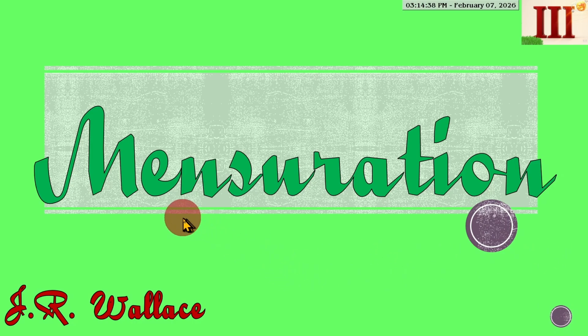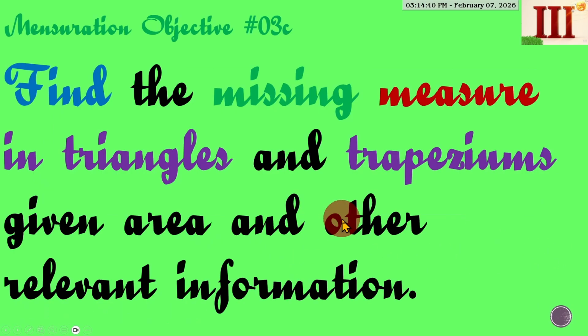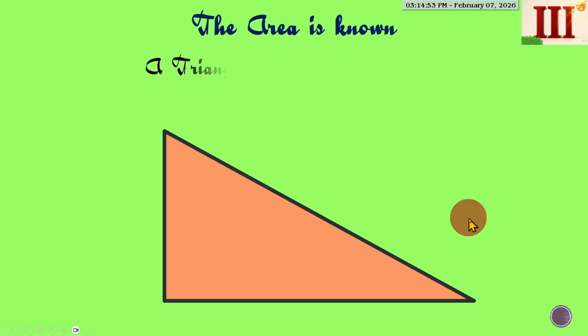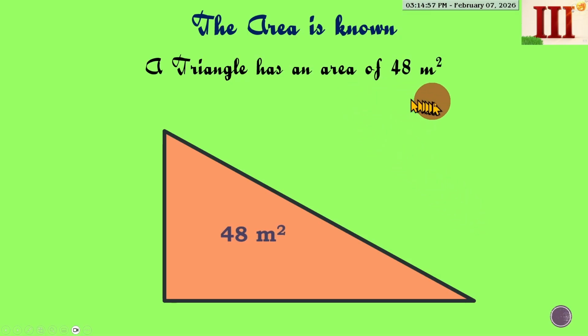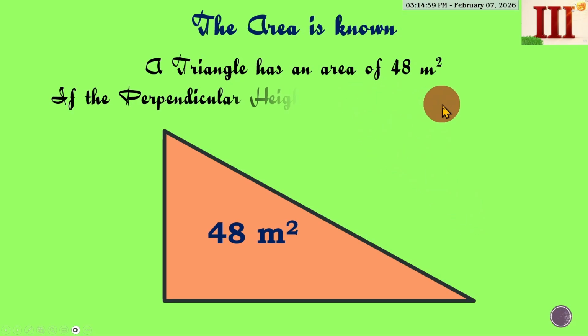We continue with our topic, mensuration. We are still on objective 3. The area will be given, and we'll be focusing on finding missing parts of the triangle and the trapezium when the area is given. So, the triangle that we're looking at has an area of 48 square meters.